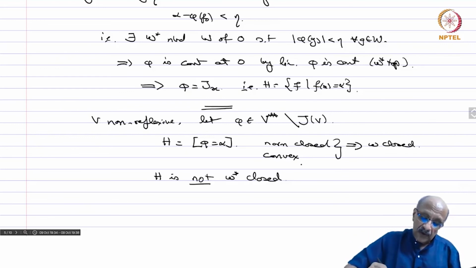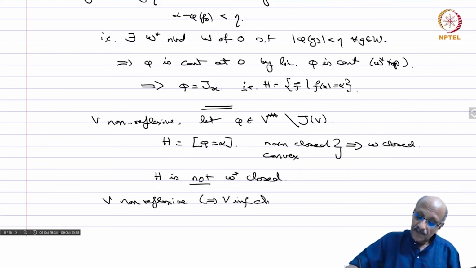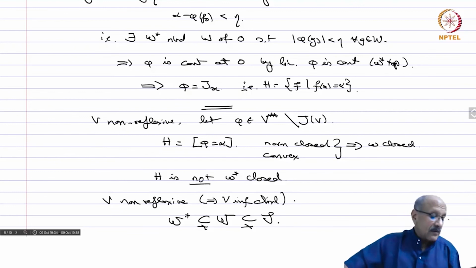So if you have V non-reflexive, that automatically implies V infinite dimensional. Then you have the weak star topology strictly contained in the weak topology, which is strictly contained in the norm topology or the strong topology. Okay, so you have these things.